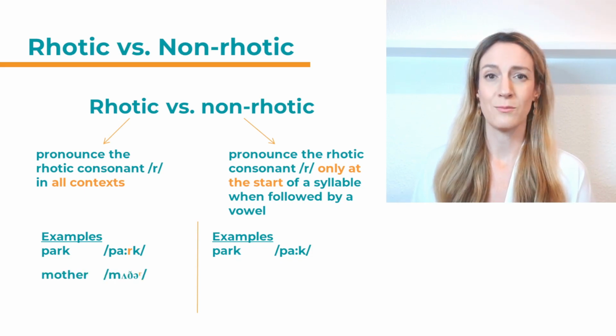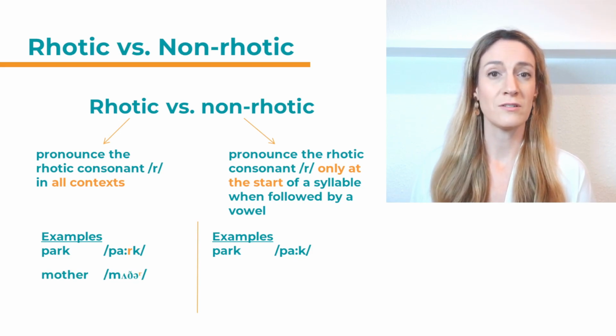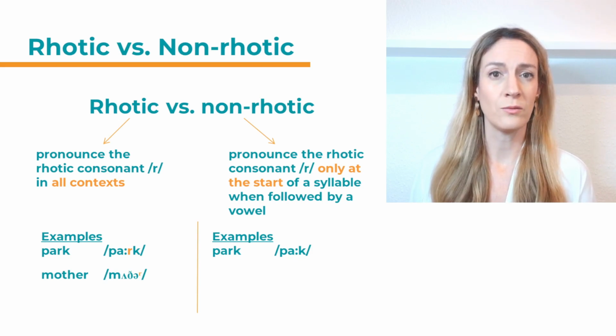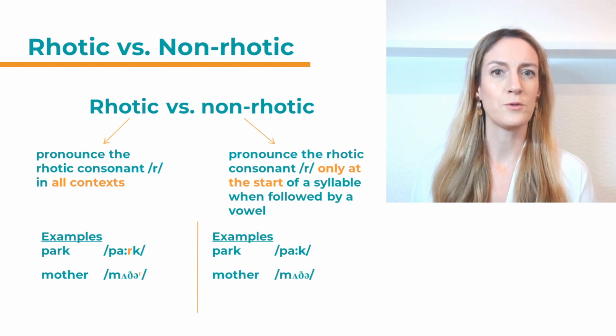Let's have a look at some more examples. Here is another word. First of all, the rhotic variety. Mother, mother. You can see at the end of the word we have a schwa sound, followed by an r, mother. The non-rhotic variety would be mother, mother, and the schwa would be the last sound here.